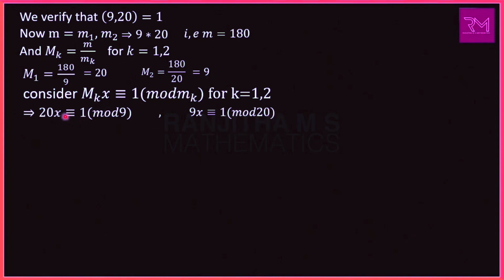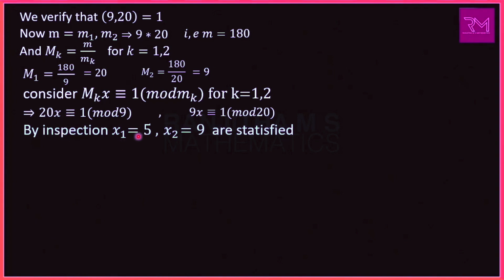Next step, by inspection method, we have to substitute x values and check the congruency. So, by inspection method, x1 is 5 and x2 is 9 here. We substitute x as 1, 2, 3 and check the congruency. For this congruency, the x value is 5. For this congruency, the x value is 9.